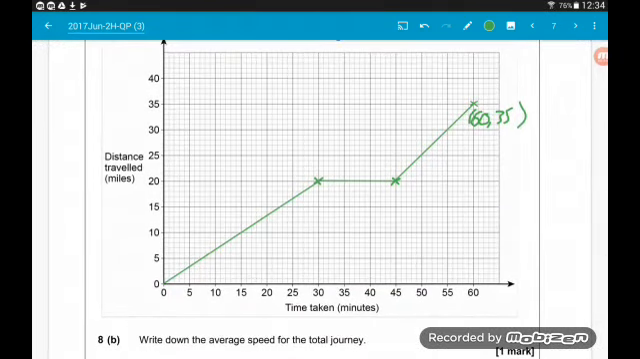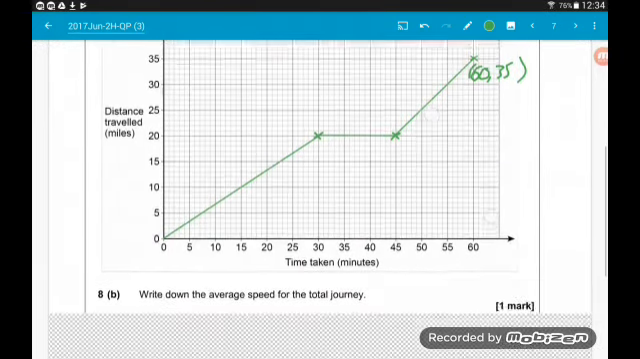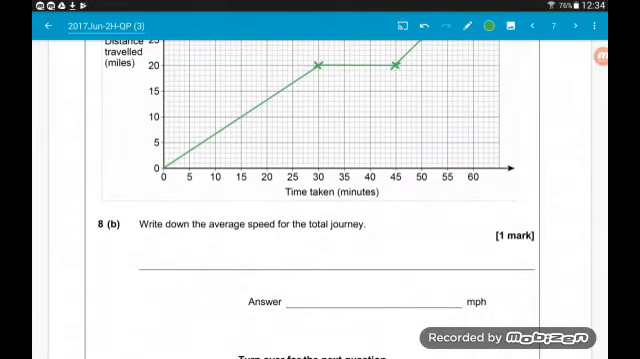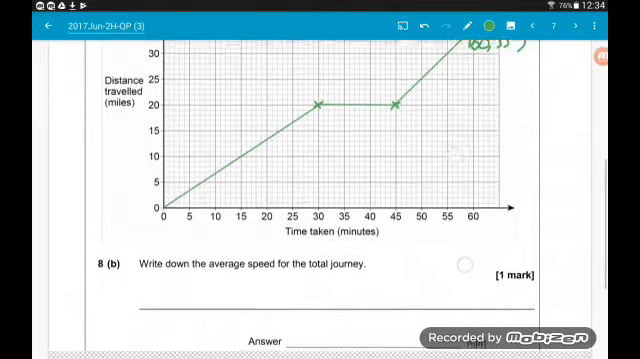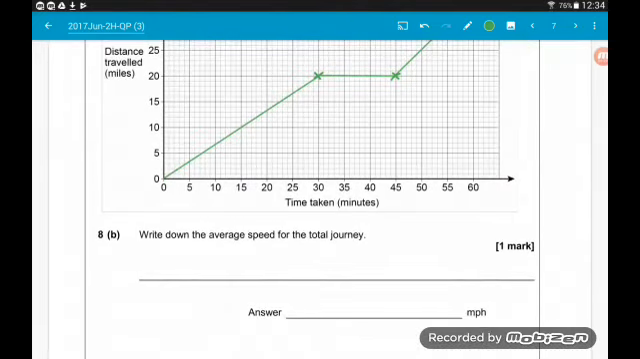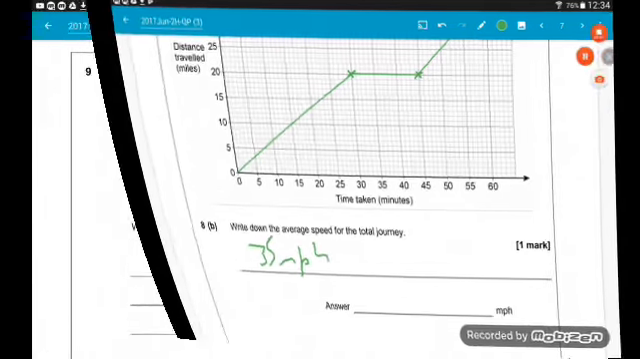So on the whole, our distance time diagram looks like that. And then the final part of the question asks us to write down her average speed for the whole journey. Well, she's gone 35 miles in 1 hour, so her speed is 35 miles per hour. Job's a good one.